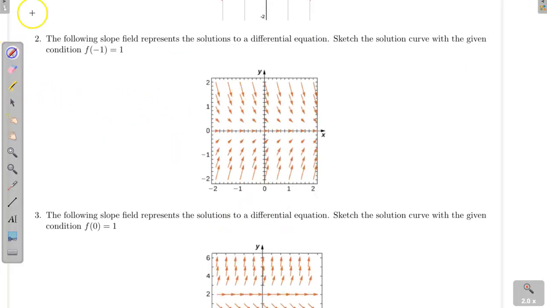And the next two questions are much quicker. All right, we're given a slope field that represents a differential equation. We're given an initial condition. So what we're going to do is put this initial condition on our graph. Negative 1, 1. It's about there. And then we want to sketch the solution curve.